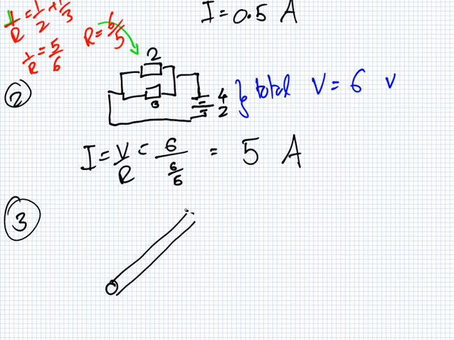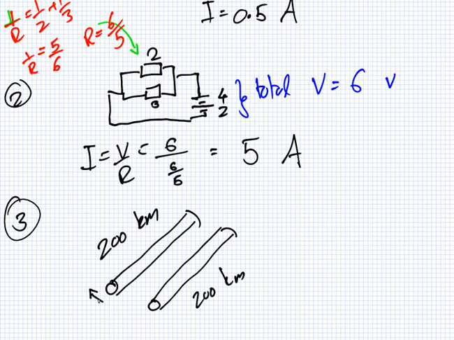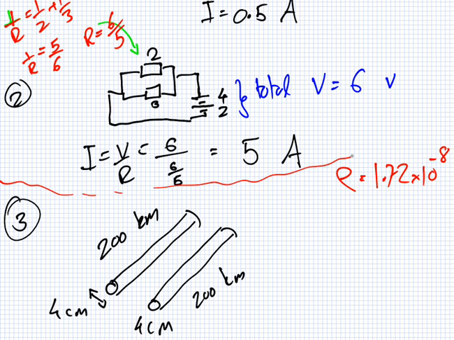Thank you. The electrical company is laying down 2 copper wires. 200 how big? 200 kilometers. And the diameter is 4 centimeters. Rho is equal to 1.72 times 10 to the minus 8. Oh, minus 6? Yeah, like this. Okay.